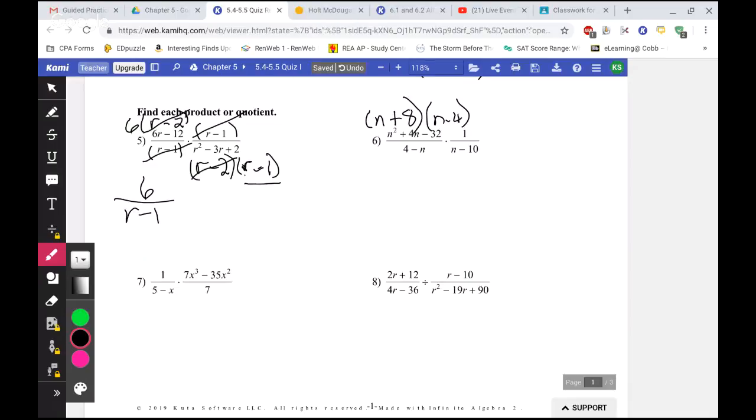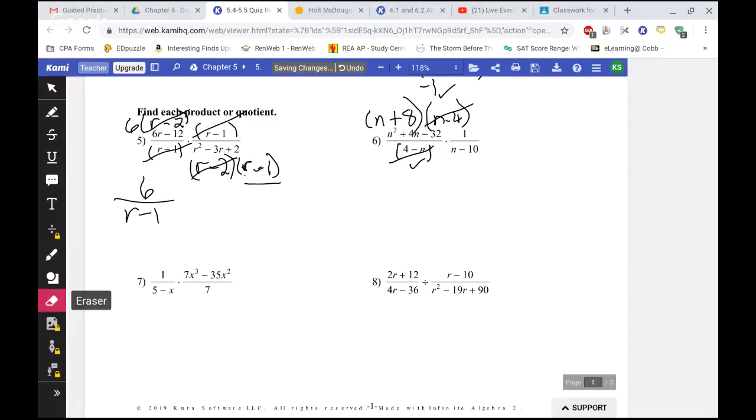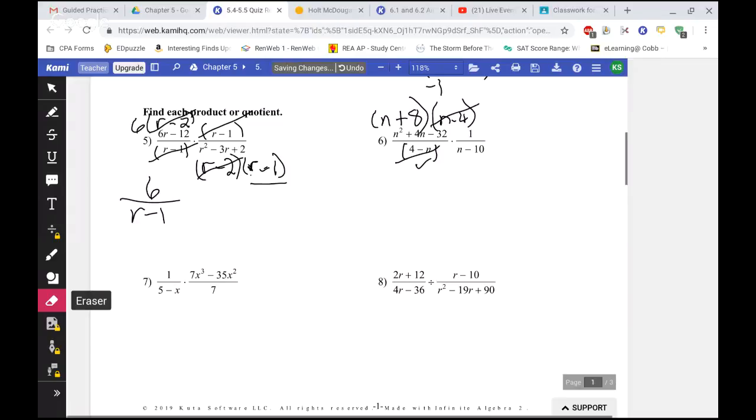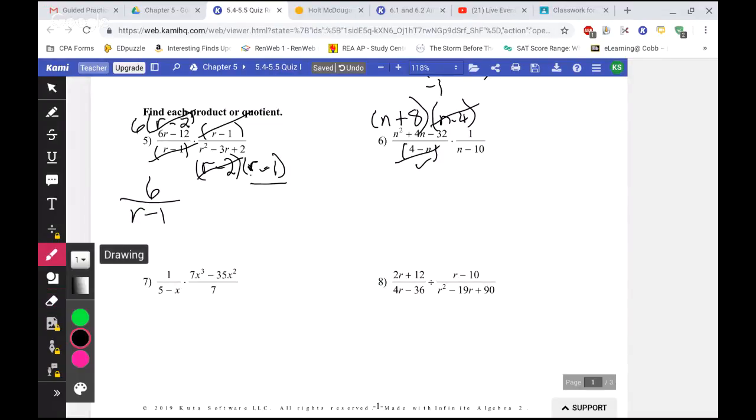And so what you'll notice here then, remember on our worksheet where it was if there was an n minus 4 and a 4 minus n, remember that's a special case, and that factors to be just a negative 1. So then you have, for your final answer, a negative 1 times n plus 8 with an n minus 10 on the bottom.